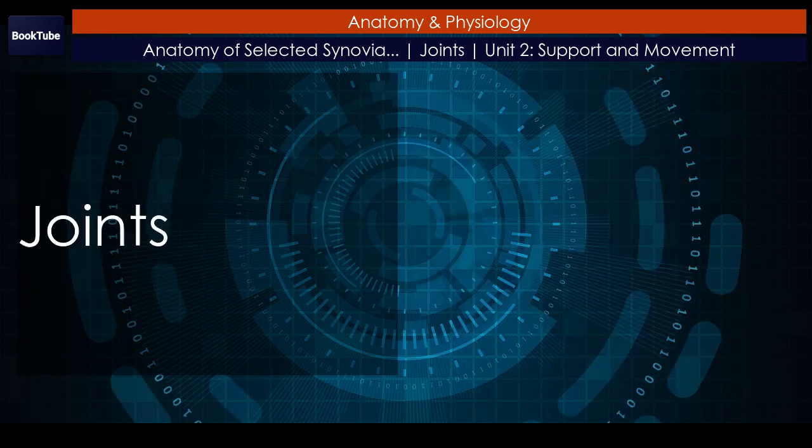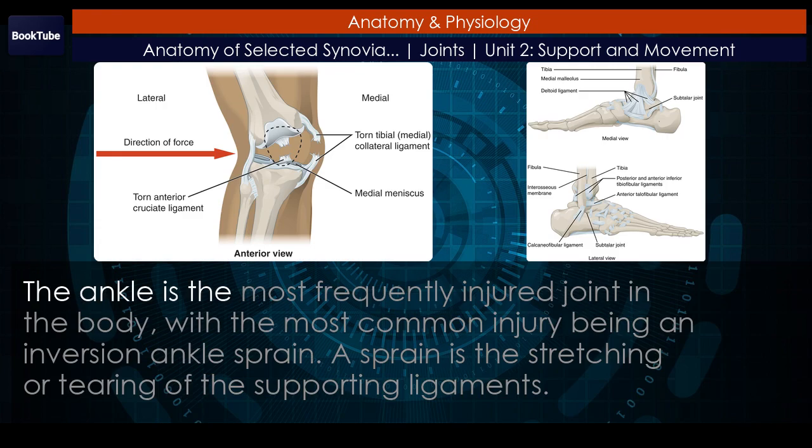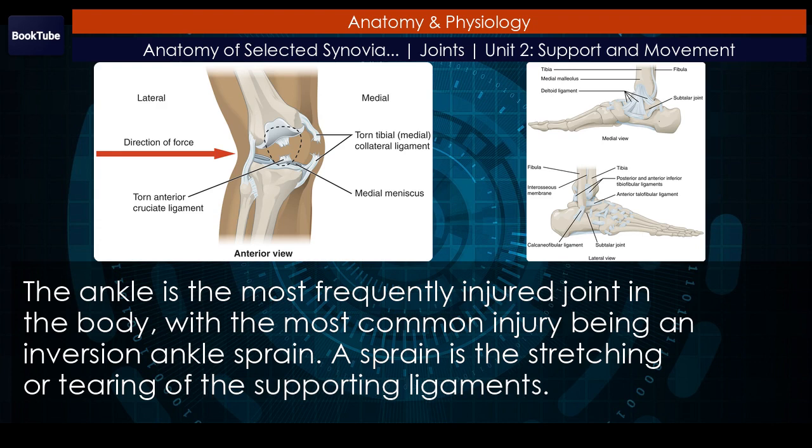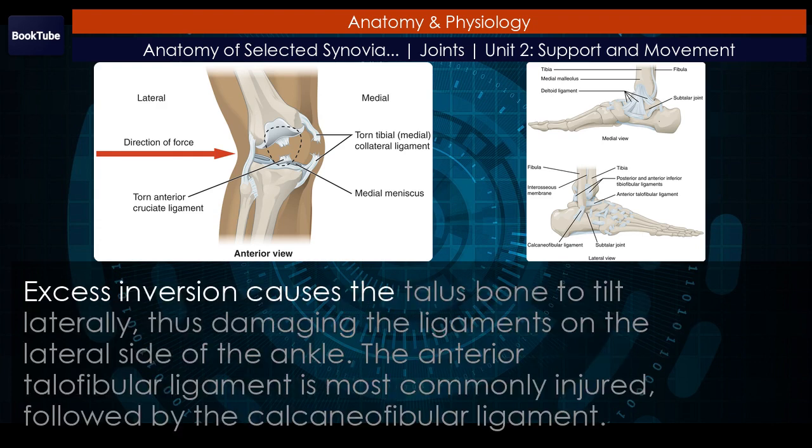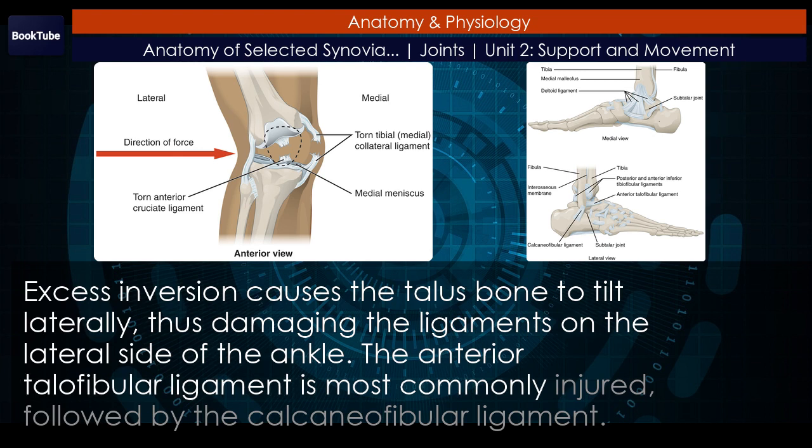Disorders of the joints. The ankle is the most frequently injured joint in the body, with the most common injury being an inversion ankle sprain. A sprain is the stretching or tearing of the supporting ligaments. Excess inversion causes the talus bone to tilt laterally, thus damaging the ligaments on the lateral side of the ankle. The anterior talofibular ligament is most commonly injured, followed by the calcaneofibular ligament.